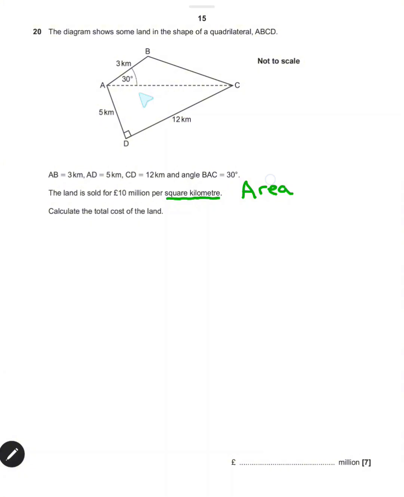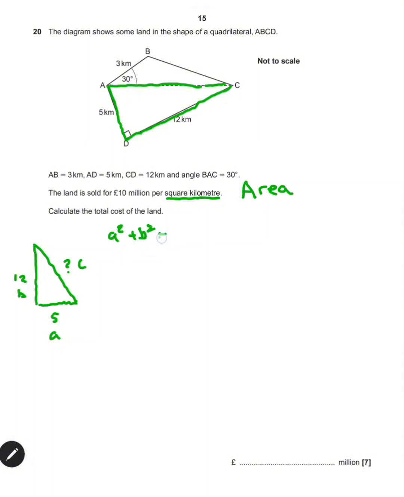If you've ever got 2 triangles connected, 9 times out of 10, you will need to find this side connecting them. So I'm going to do that using this right-angled triangle, where the base is 5, the height is 12, and this is the line connecting the triangles. This is a Pythagoras' theorem question. So we've got a squared plus b squared equals c squared. A is 5, b is 12, and c is what we're looking for.